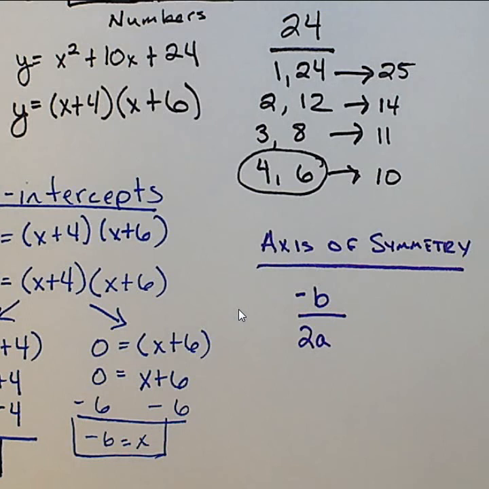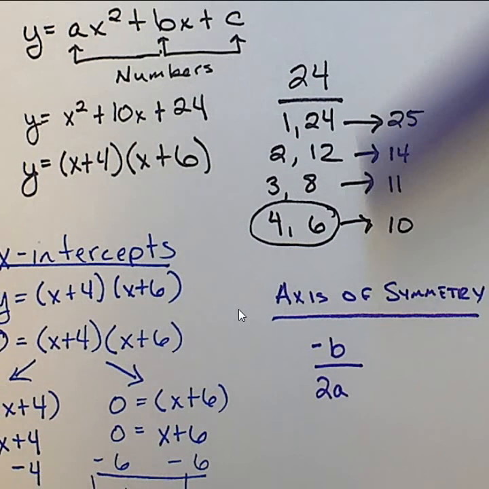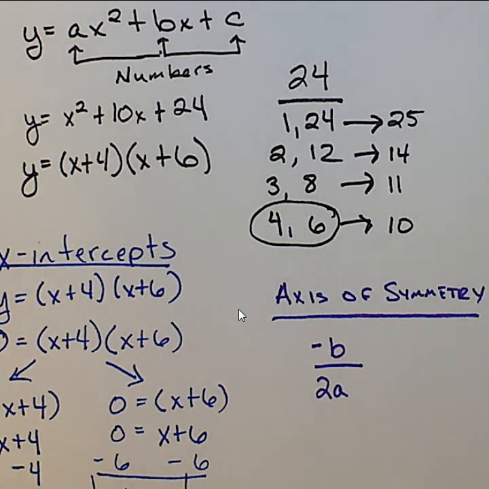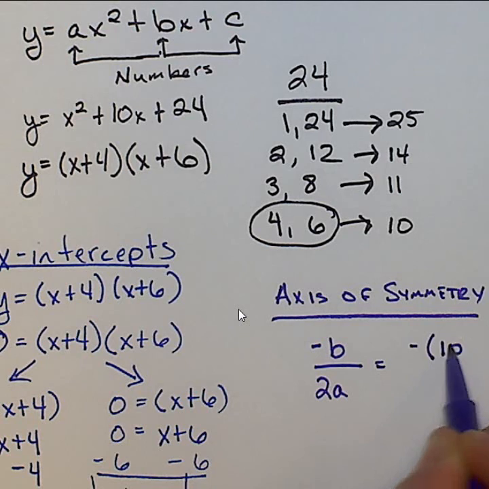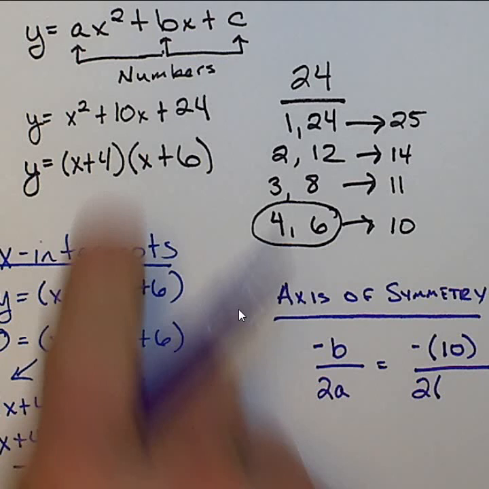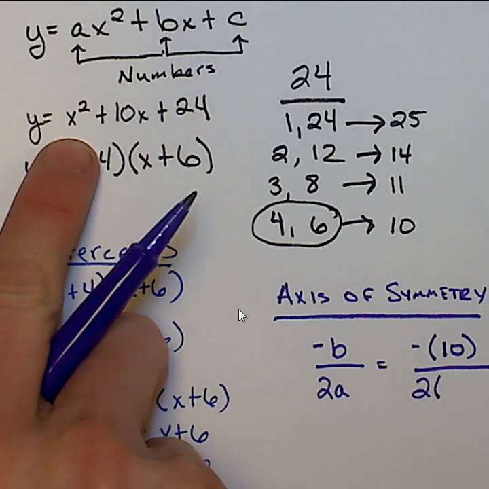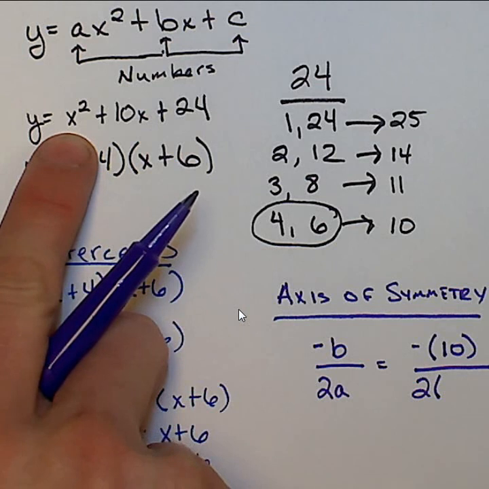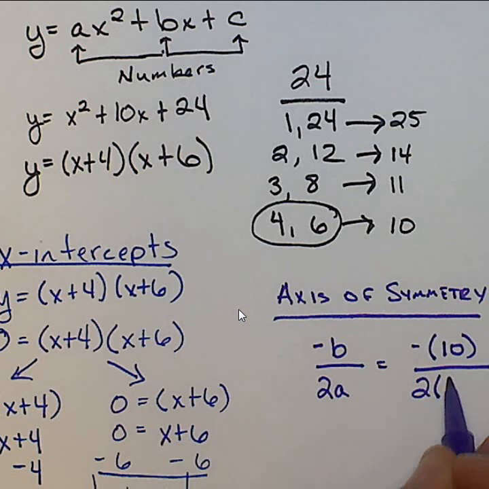Well, let's look here. Which one of those is in the same spot as that b? The 10. Okay? So I'm going to substitute that 10 in for b. And then I'm going to divide by 2 times, what is my a value? What number is in front of that x squared here? There's not a number, is there? So what number do we put there? 1. So it'll be 2 times 1.